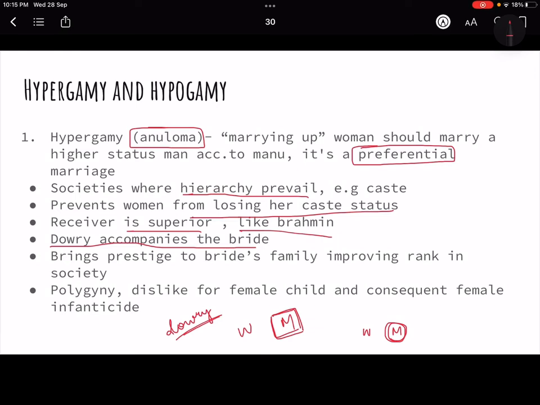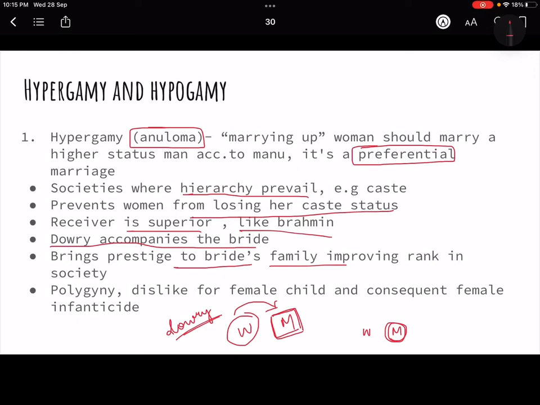With dowry, the woman is accepted into the household of a higher social group, and that creates a kind of balance between the two. It brings prestige to the bride's family and improves their rank in society. They are lower caste only, but even then they get a certain prestige in society just because they have married their daughter or sister into a family which has high social prestige. So a little improvement happens, but not drastic changes. It is going to be the same.